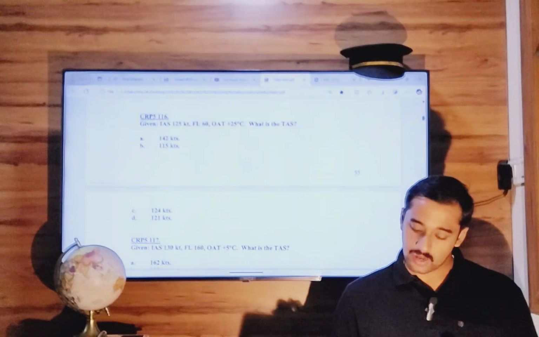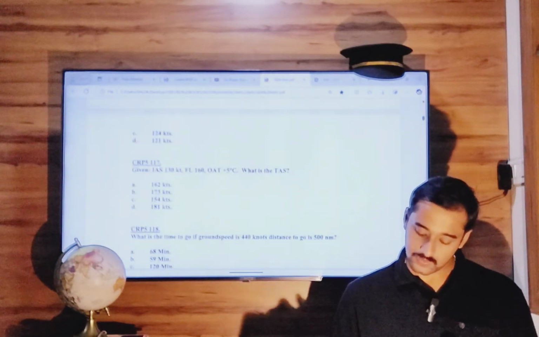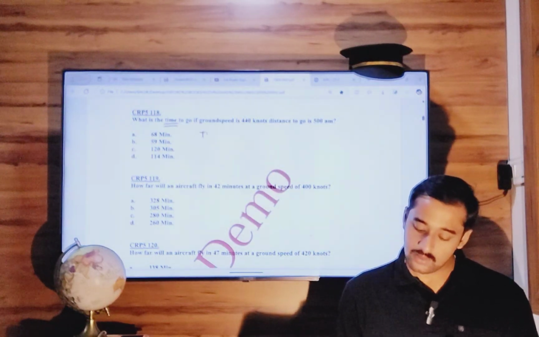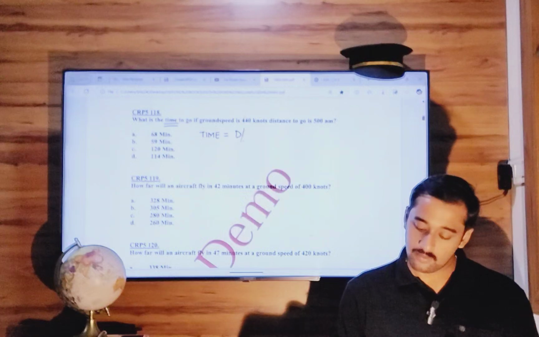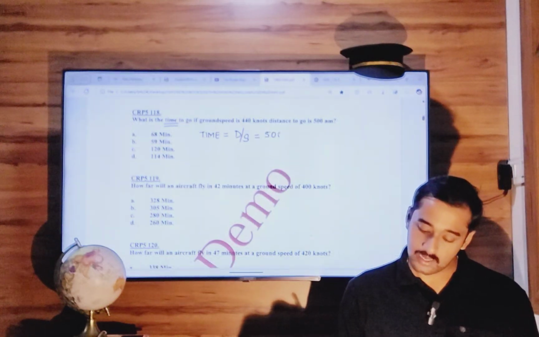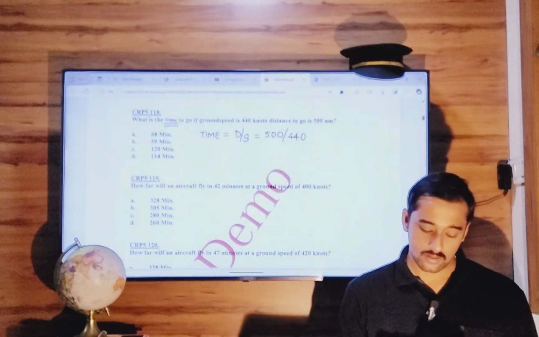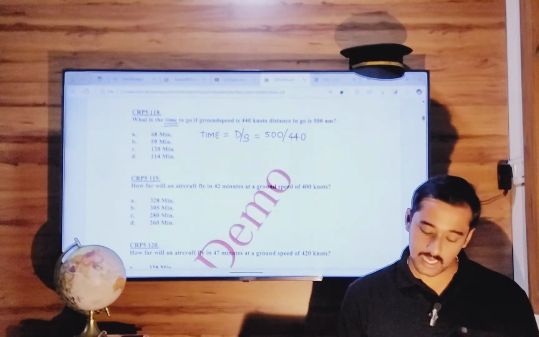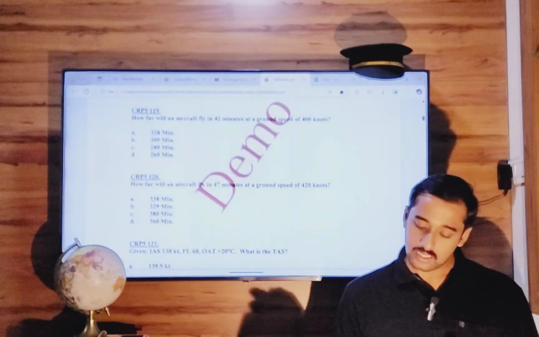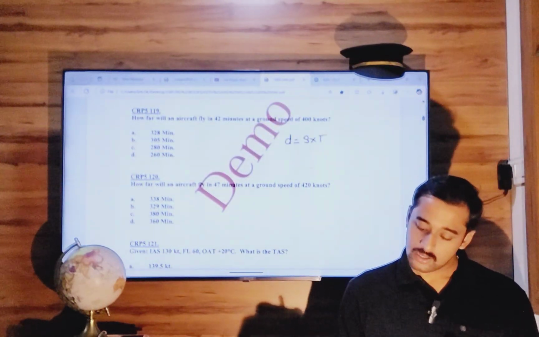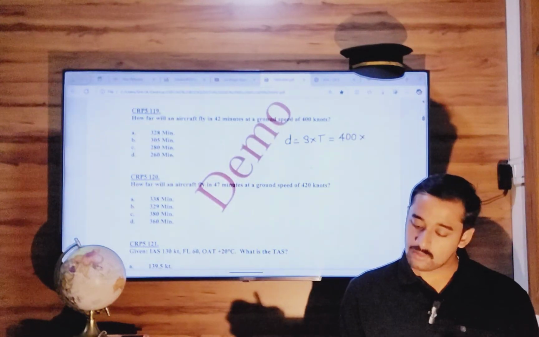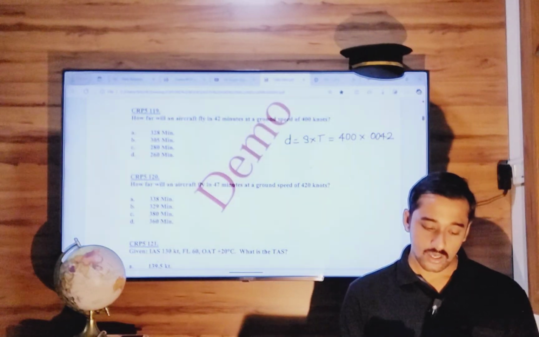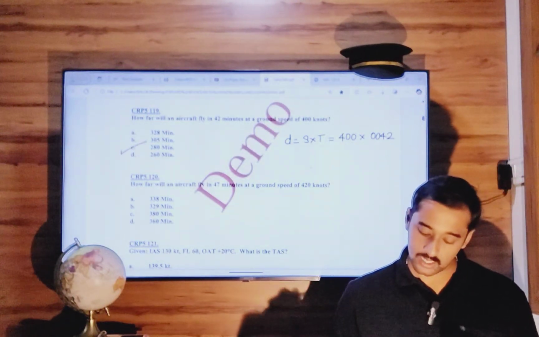Next, indicated airspeed, flight level, outside air temperature. Next, we'll do question 118, which is find time. Now, time is equal to distance divided by speed, which is 500 divided by 440. 1 hour 8 minutes or 68 minutes. Next, distance will be equal to speed into time. So speed is 400 knots, time is 42 minutes. So 400 into 0 hour 42 minutes is 280 nautical miles, option Charlie.